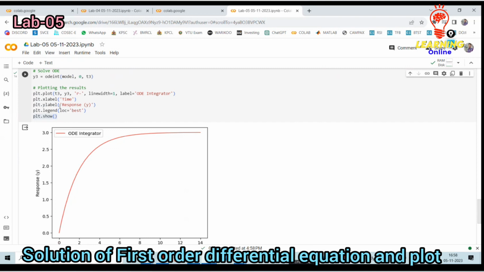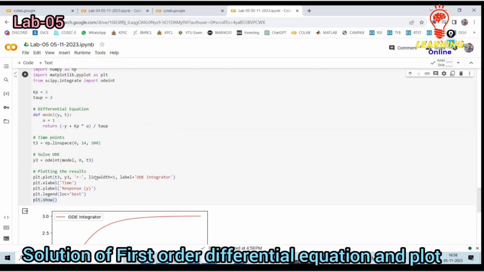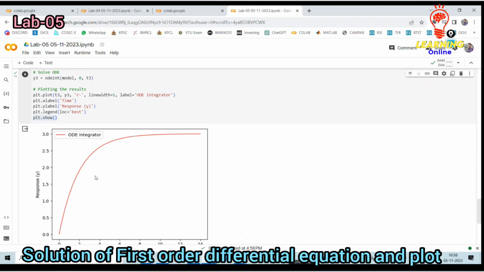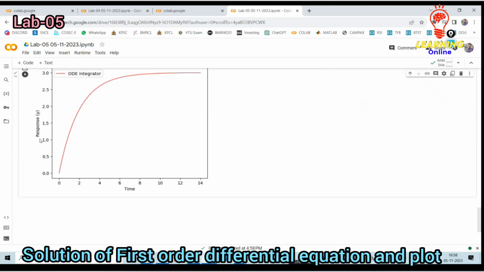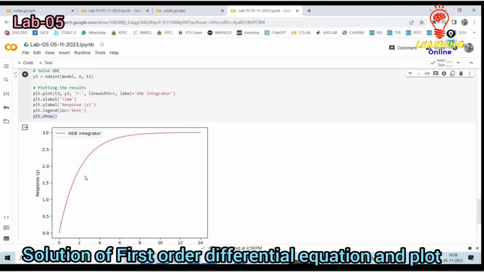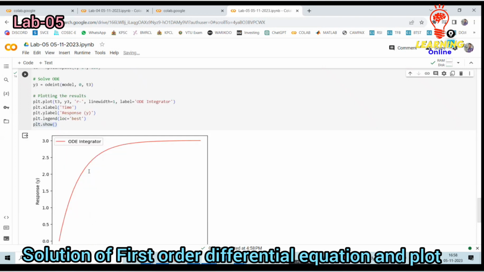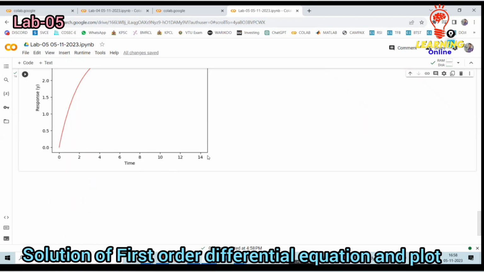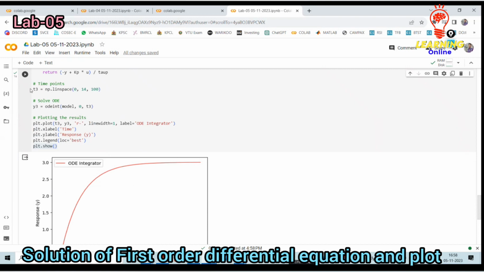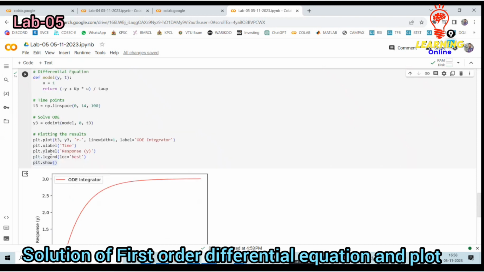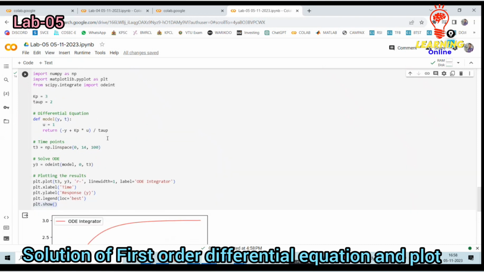Okay, here whatever output you are going to define, label this graph. We have defined it here as label ODE integrator. This is the solution you are going to get, the response of y corresponding to time. Those values are also defined here, 0 to 14. Then the values we get, t3 corresponding to the response of y, correspond to the expression you are going to define.